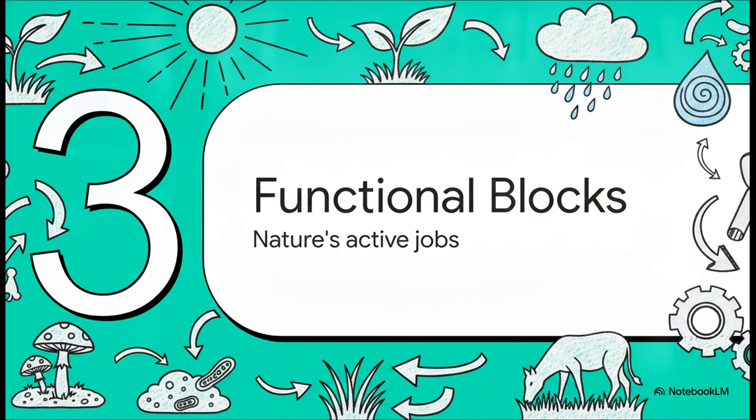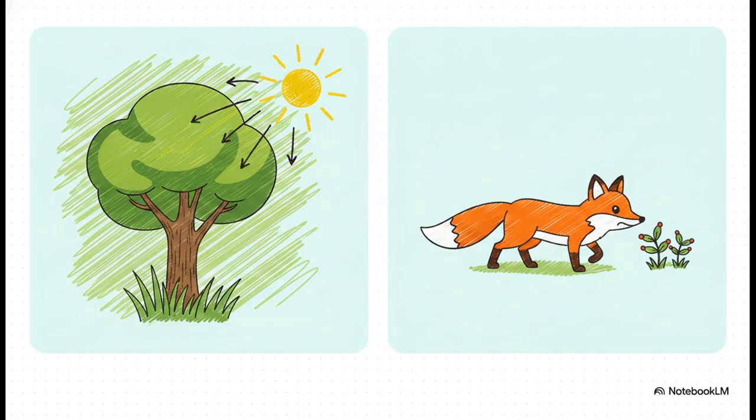All right, let's hit block number 3. Meet the functional blocks. Now, what's really cool about this next part is that we aren't just looking at what things are anymore. We're looking at the active jobs they perform out in the environment. Everyone in nature has a specific job. First up, the producers, also known as autotrophs. Think of producers as the master chefs of the ecosystem. They're the foundation of everything because they actually make their own organic food from inorganic substances, relying on the sun as their main energy source.